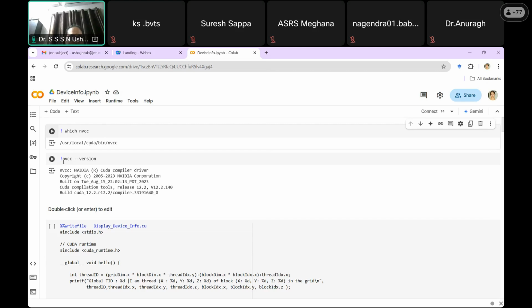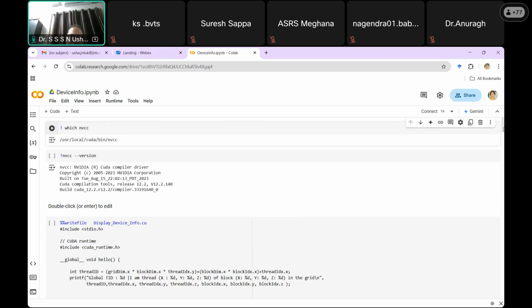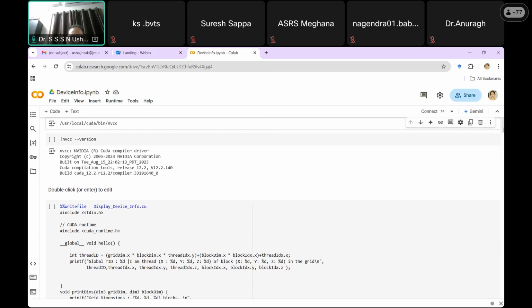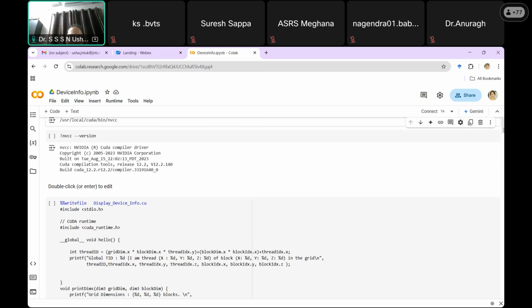Just to know the version of this NVCC, I have used exclamation mark nvcc. So it is going to run. When you are familiar with Python programming also, you need to use the exclamation mark symbol when you are installing something, right? Similarly here we use exclamation mark nvcc --version. It just displays the version of this NVCC. You can observe that one.